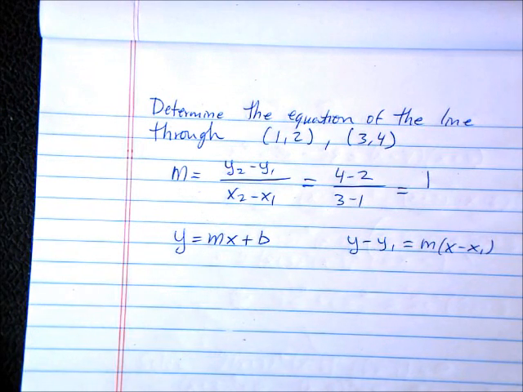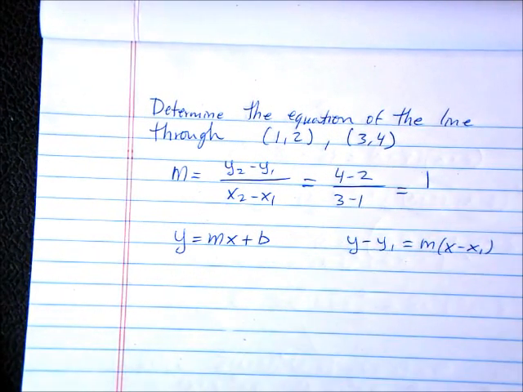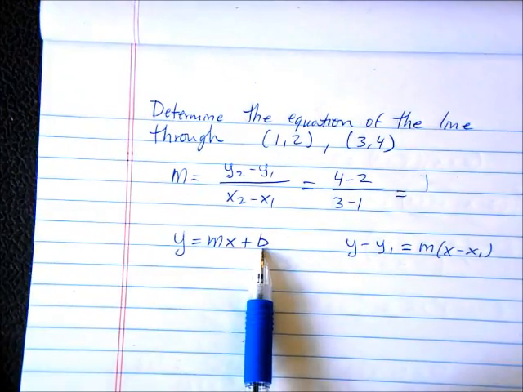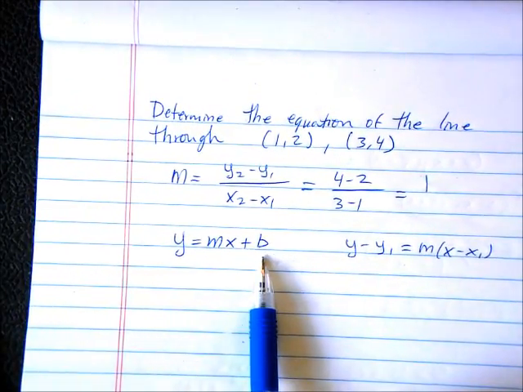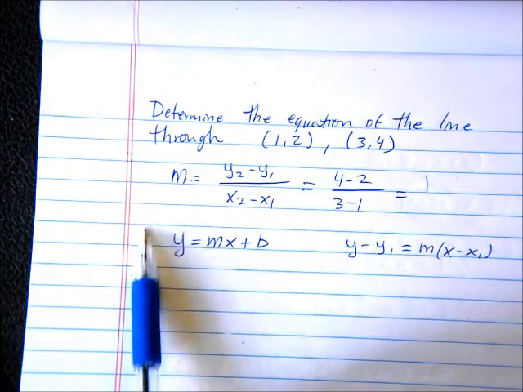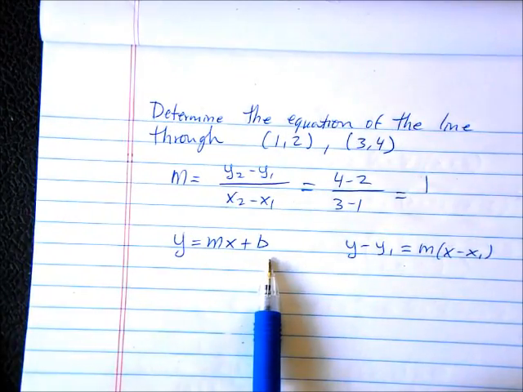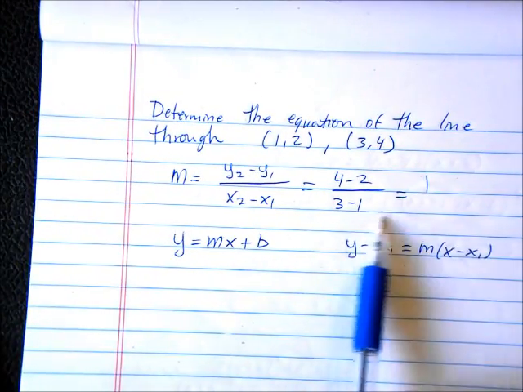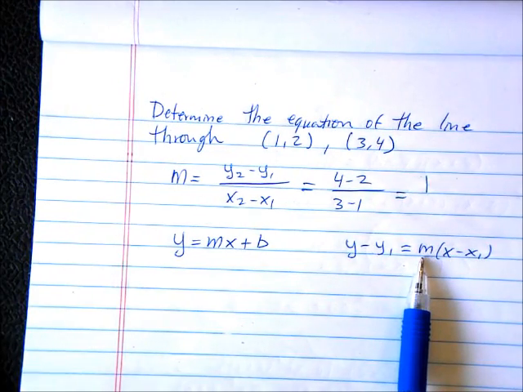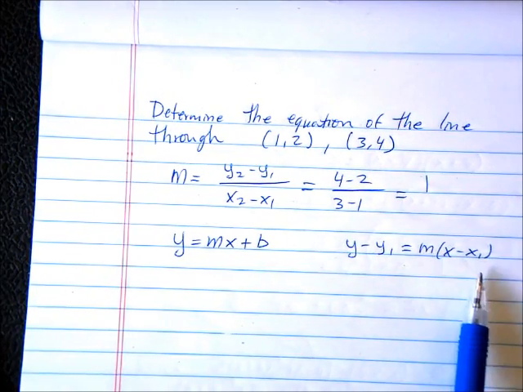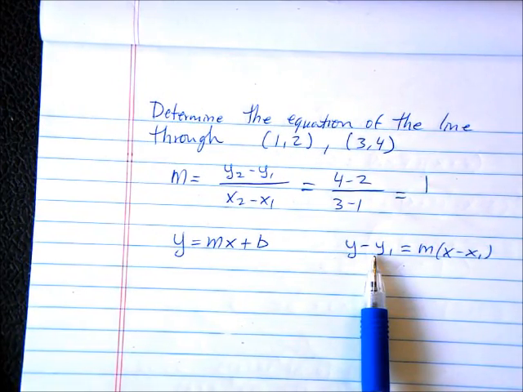The first formula has a name. What's the first formula called? Slope-intercept. m is the slope, b is the intercept. This one is exceptionally useful if you know the slope and you know the y-intercept. What's the second formula called? m is still the slope. And what's x1, y1? It's a point. So this is called the point-slope formula.